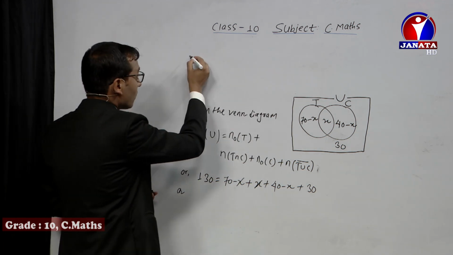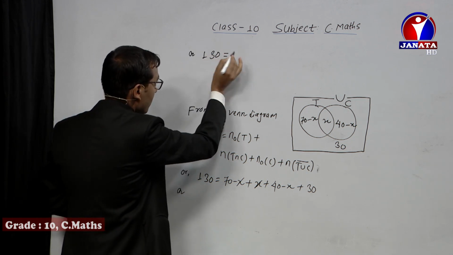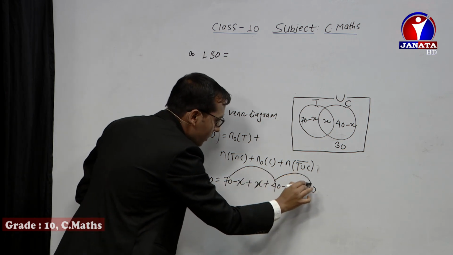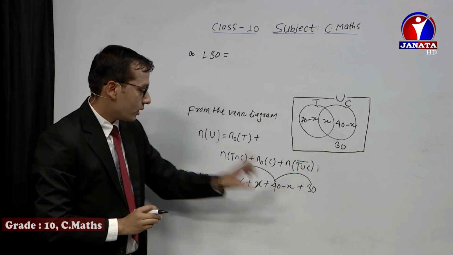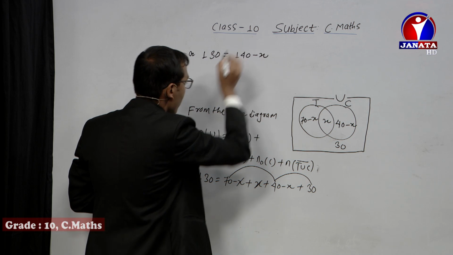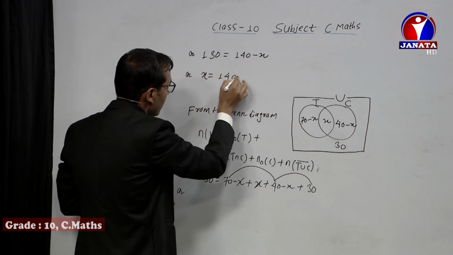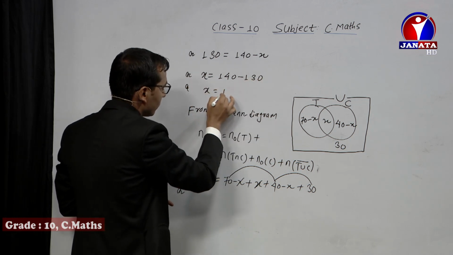Okay, so we can see on the top, 130 is equal to 70 plus 40 plus 30. So 70 plus 30 is 100, 100 plus 40 is 140, 140 minus X. So X is 140 minus 130. So what is X? 10.